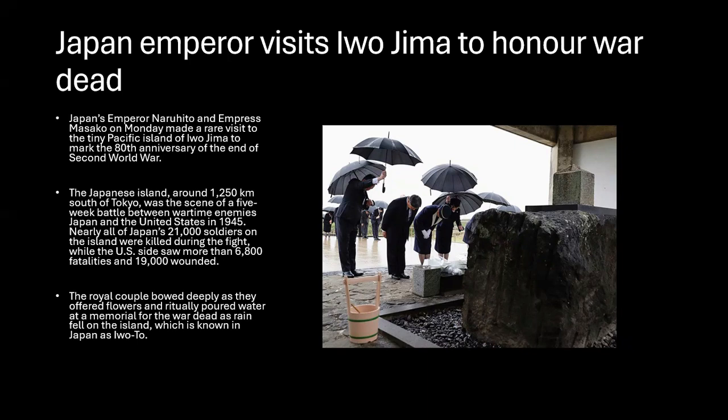Iwo Jima is a small volcanic island located about 1,250 kilometers away from Tokyo, Japan. They visited this tiny Pacific island to mark the 80th anniversary. So where did they go? They went to this particular place. Why did they go there? It was the site of a five-week battle.